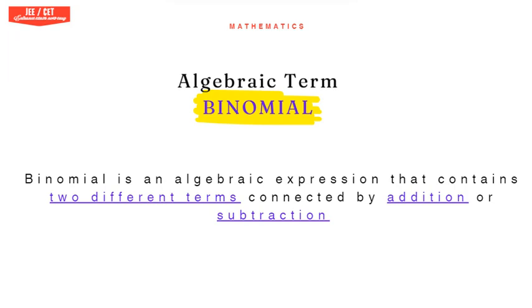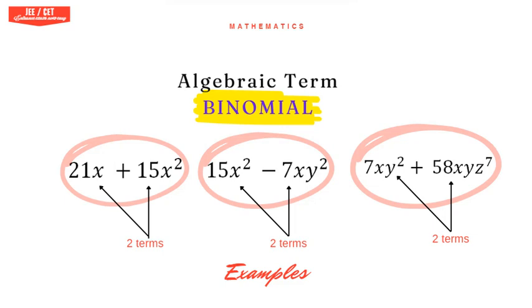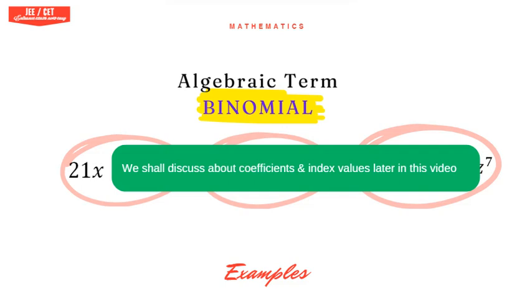What is binomial? Binomial is an algebraic expression that contains two different terms connected by addition or subtraction. For example, 21x plus 15x square is a binomial. Here there are two terms, 21x and 15x square. They are connected by plus sign. We shall discuss index and coefficients in the later part of the video.